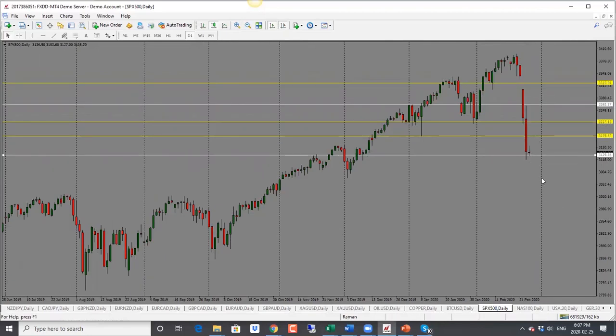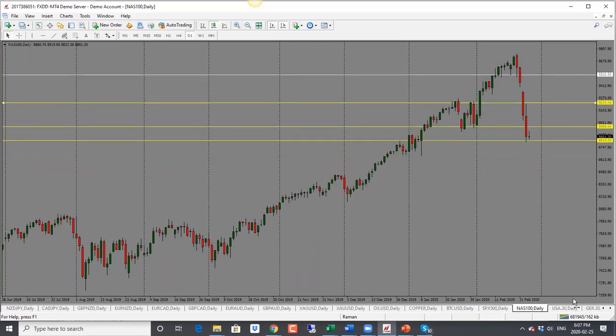So equity markets are volatile right now, and so are safe havens. So just be careful with that. But bias is bearish here. Next target is 3080.